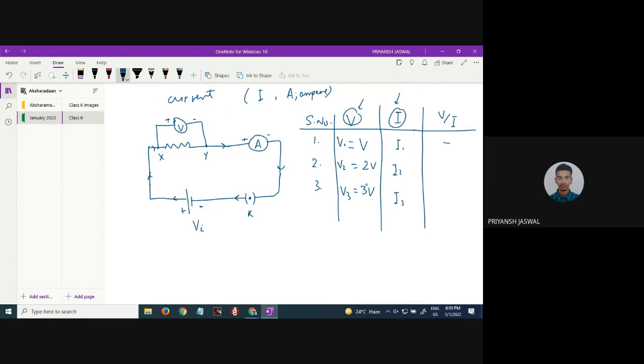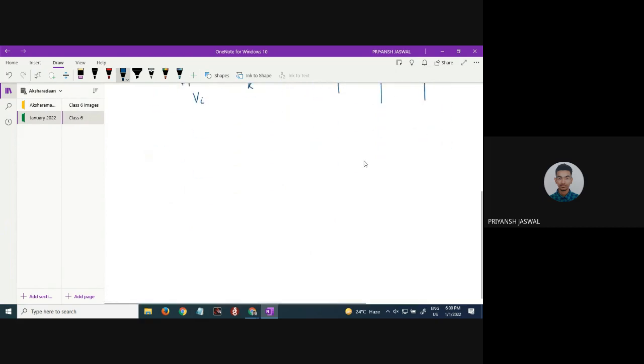Then if we calculate the V by I ratio for these few readings, what we will see is that approximately the same value of V by I is obtained in each case. The ratio of potential difference to the current will be approximately the same for all these three cases. This is an observation of the experiment which we are conducting.